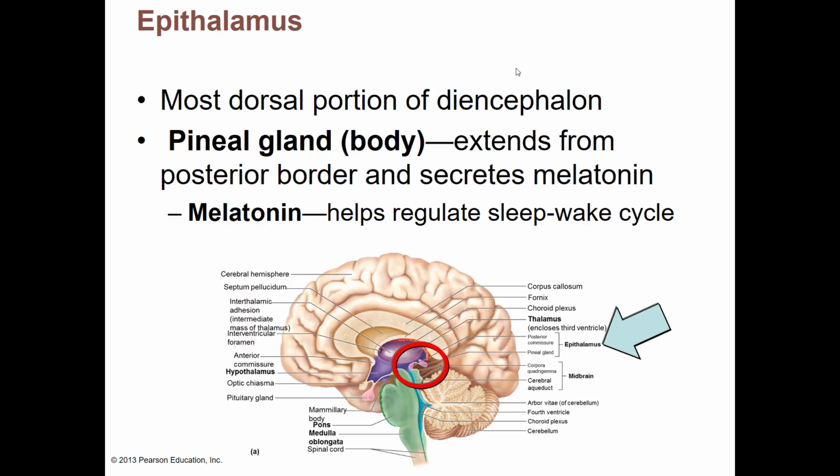The epithalamus sits near the back, and the main thing we find in there is the pineal gland that hangs off there. The pineal gland secretes a hormone called melatonin. Melatonin is the hormone that helps regulate your sleep-wake cycles, so that when the lights go off and it's been a long day, more melatonin is triggered to be made and you get tired. That allows you to sleep.